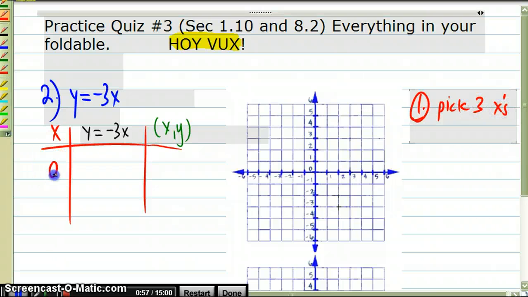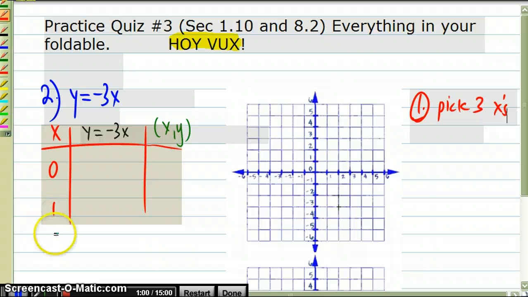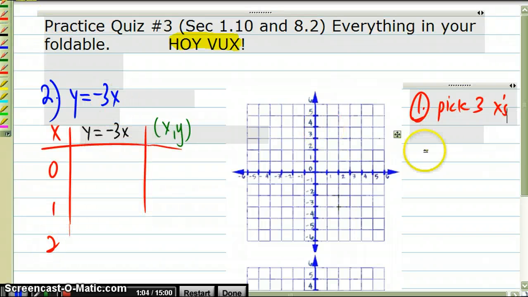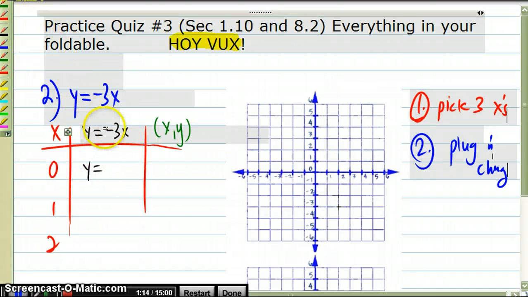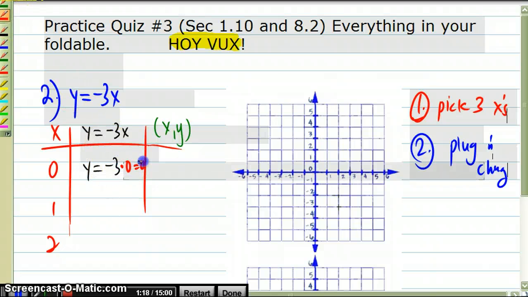Looking in our notes, I'm going to just do 0, 1, and 2. I'm going to plug that in, so that's step 2. I'm going to plug and chug. That way I'm going to get a y. And so the equation is y is equal to negative 3 times x. So if I do negative 3 times 0, then that's going to get me 0. So the first solution is 0, 0. I'm going to use 0 because I chose the 0 for the x.